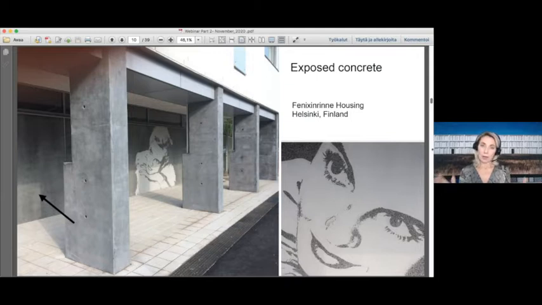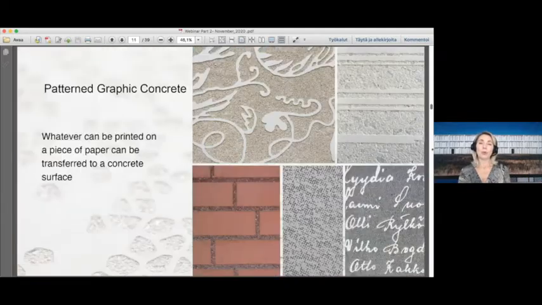Then, of course, the pattern graphic concrete. For those who were here before, they know that whatever you can print out with a printer, we can transfer to a concrete surface. It can be a flower, a stripe, or here's something imitating plaster, or a text, or even brick. With a brick, we would just print the joints of the bricks so they would be exposed aggregate and then the brick would be smooth. And in this case, they found a really nice terracotta pigment, so it actually looks exactly like a brick.